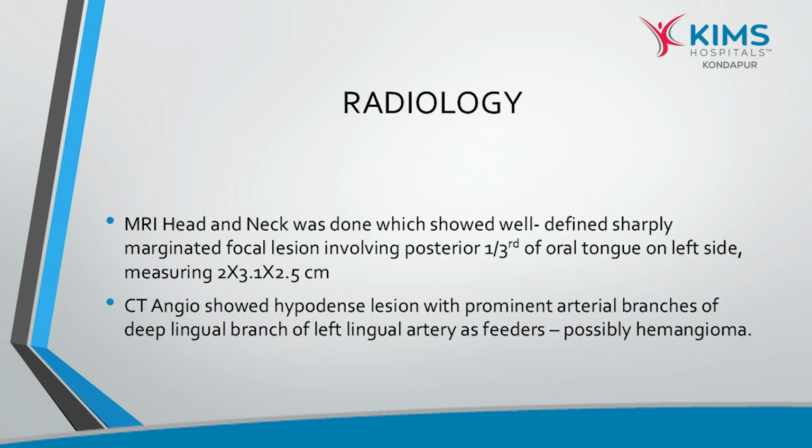On radiology, we went ahead with an MRI with contrast and a CT angio also, which show a well-defined, sharply marginated focal lesion involving the posterior one-third of the tongue on the left side, measuring about 2 into 3.1 into 2.5 centimeters. The depth is 3.1 centimeters. CT angio showed a hypodense lesion with prominent arterial branches of the deep lingual branch of the left lingual artery. The possible diagnosis given was hemangioma.